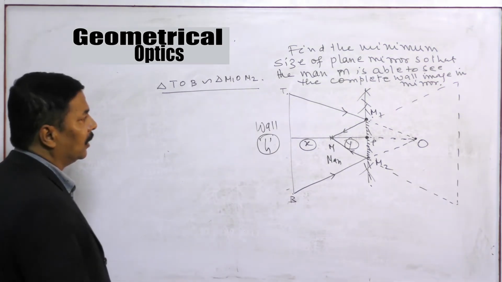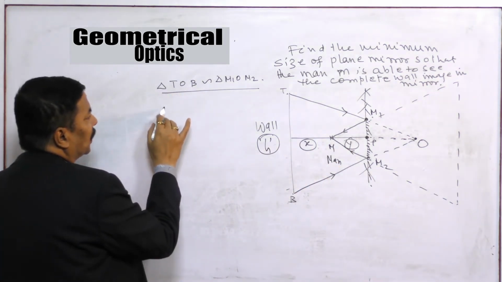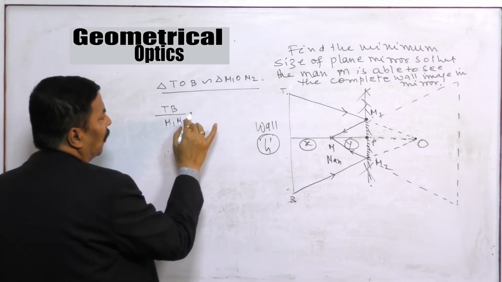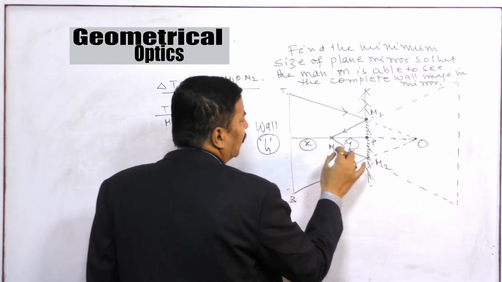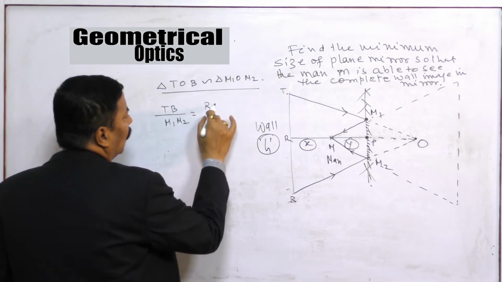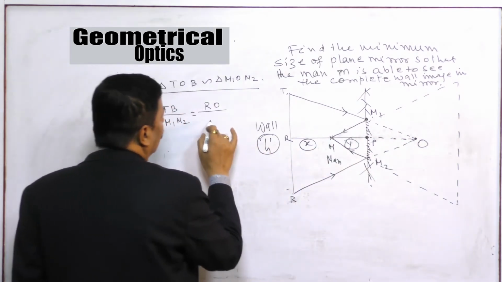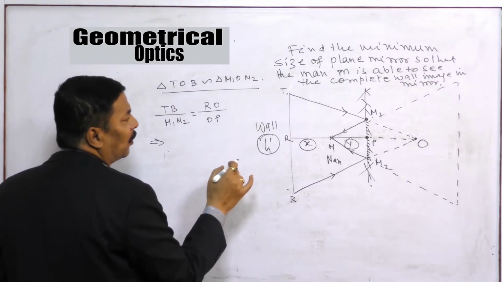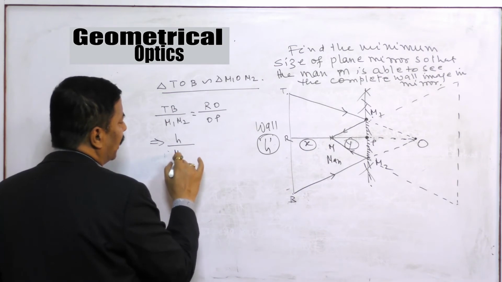So what we will get? This side by this side, that is TB by M1M2 must be equal to this perpendicular bisector. I am giving the name OPQR. Take this perpendicular bisector RO by this perpendicular bisector OP. Now put the value. TB is how much? TB is your H according to the question. M1M2 we have to find.